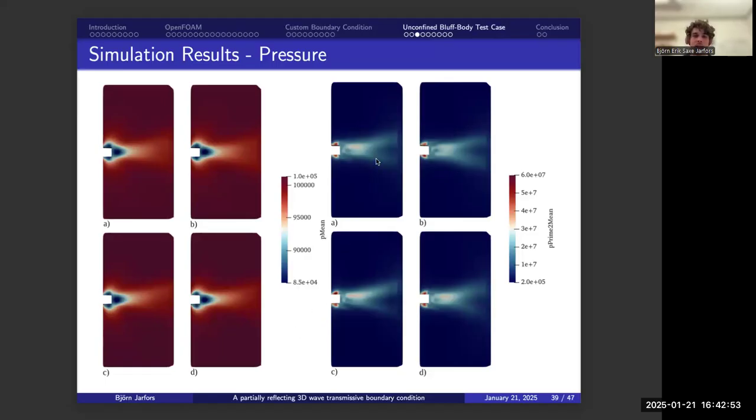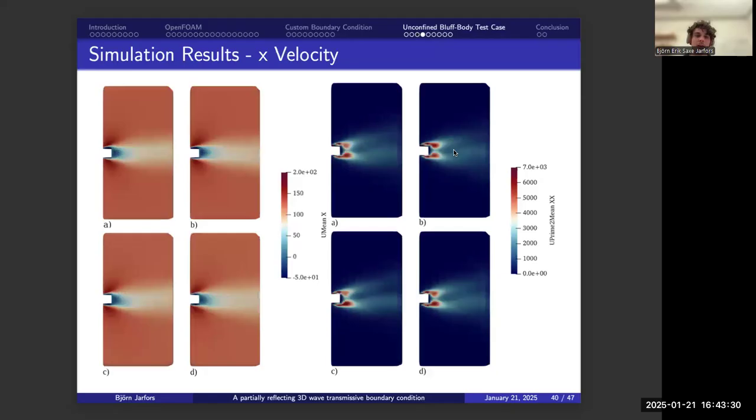So what we see here is that the RMS squared is actually only slightly different, mainly between the LODI 3D and the rest of the cases, where you can see that there's a slightly larger magnitude right on the top side of the vortex shedding here. So this sort of indicates that there are fewer reflections because there's less coupling between the pressure field and the vorticity dynamics.